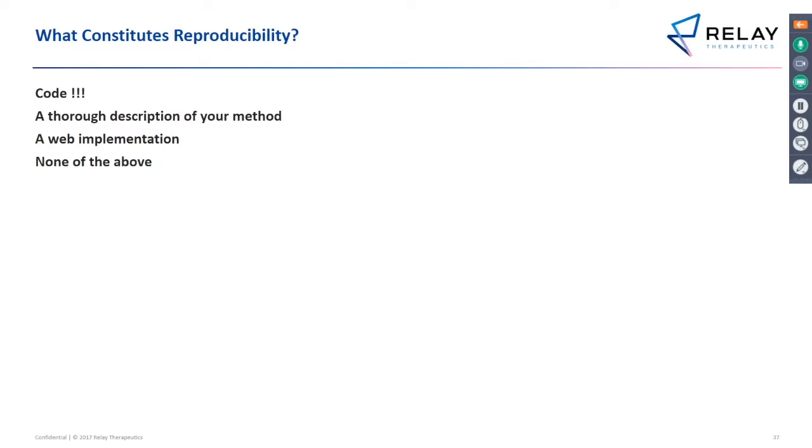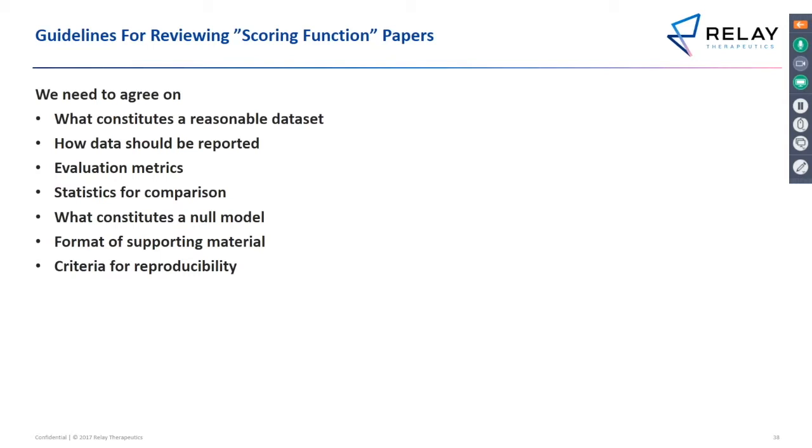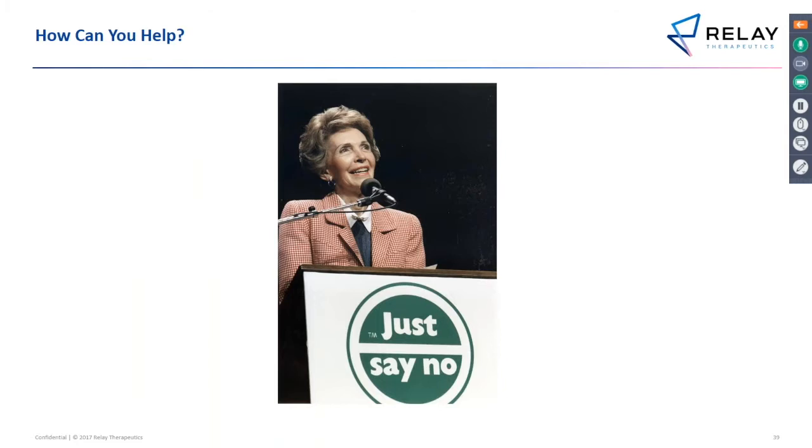A web implementation of your method is useless to me. I work in a pharmaceutical company. I can't go put my data into your website. The other thing is, I don't really see it as scientifically valid, right? You're not enabling anybody to extend what you've done. So, code. These are a few things that are bothering me. I feel good having gotten some of this off my chest. Hope you do too. How do you help? Probably most of you are too young to remember Nancy Reagan, but be a responsible reviewer and make sure that people are putting the right things into their papers.